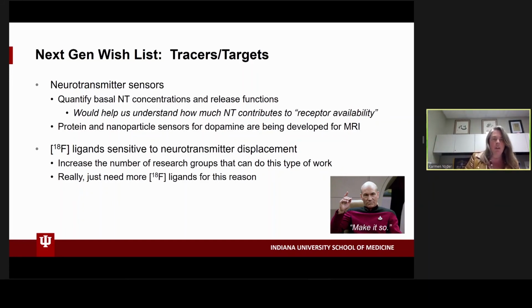And this is primarily because I'd like to see the number of research groups involved in this work be expanded. Really just more F18 ligands in general. And there's a big push for this with the clinically approved, FDA-approved F18 ligands for tau and amyloid. But I think it would be great if we could expand this into other realms of neuropsychiatric research as well.